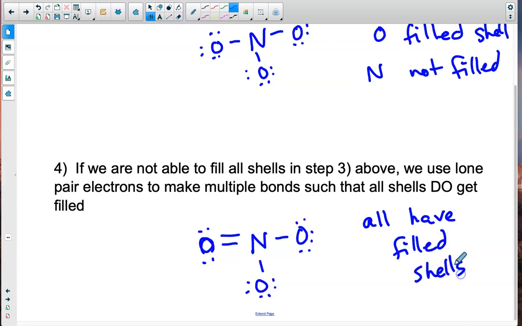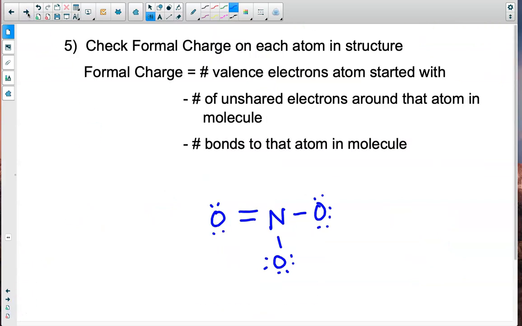But there's nothing that's special about this oxygen and this nitrogen that the double bond has to go there. We could actually move that double bond around. Before we do that, we're going to check the formal charge on each atom in this structure. And that's really our last step in determining whether this is a valid structure or not.